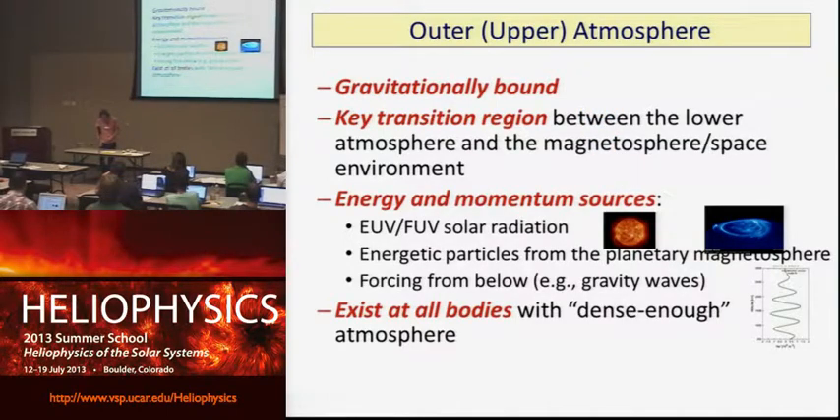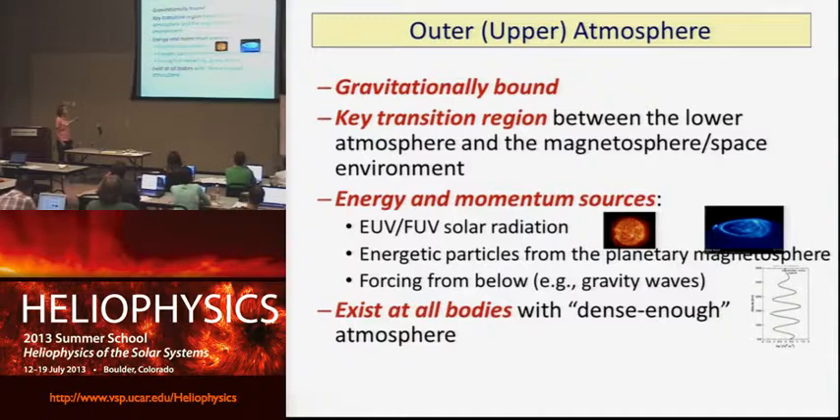And the energy and momentum sources: I mentioned it's a positive temperature gradient because of the absorption of solar radiation, more specifically extreme ultraviolet and far ultraviolet, spanning from 10 to 100 nanometers. Also, energetic particles from the planetary magnetosphere are absorbed in this region, and also forcing from below. For instance, gravity waves can break in the upper atmosphere, which is another source of energy and momentum.